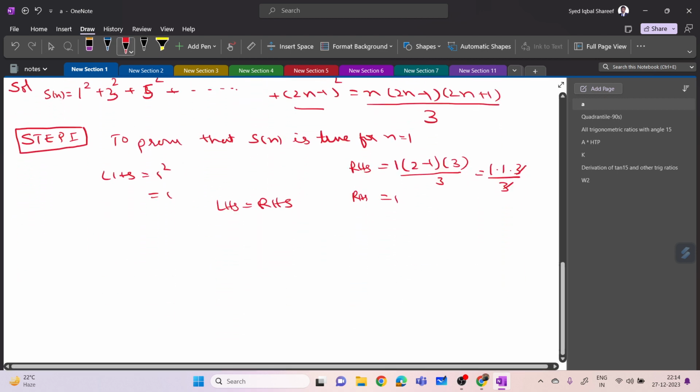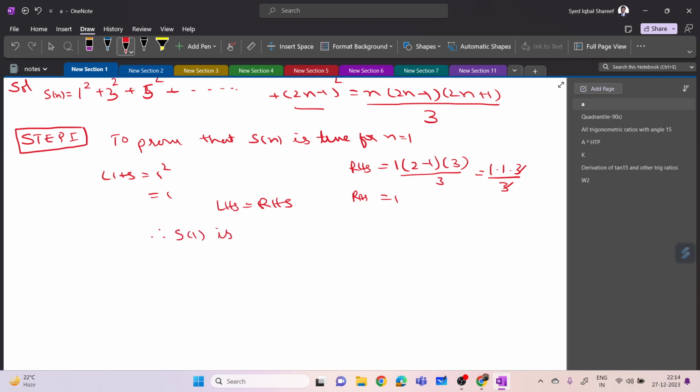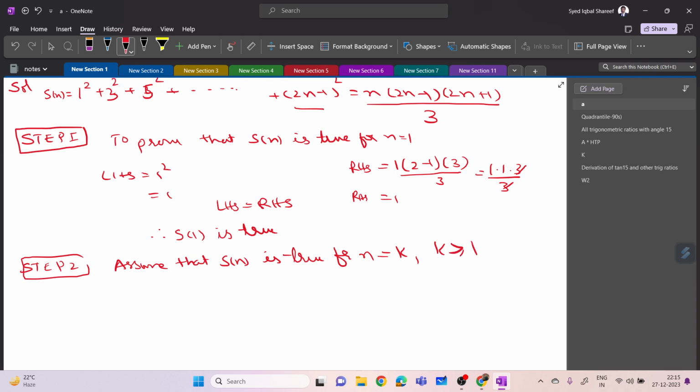Therefore S of 1 is true for n equal to 1. Now what is our step 2? Step 2 is we have to assume that S of n is true for n equal to k, and k is greater than or equal to 1.